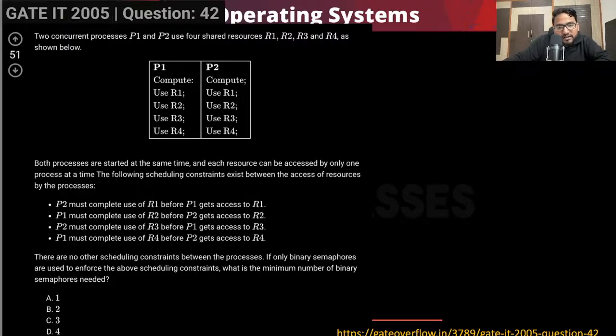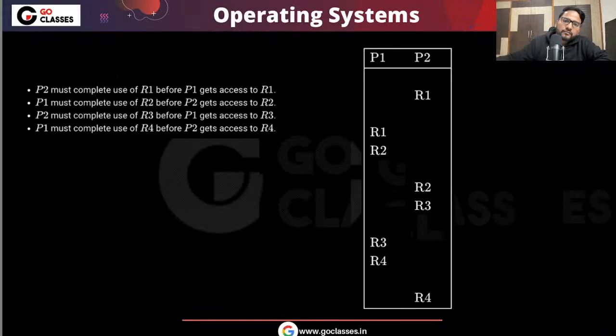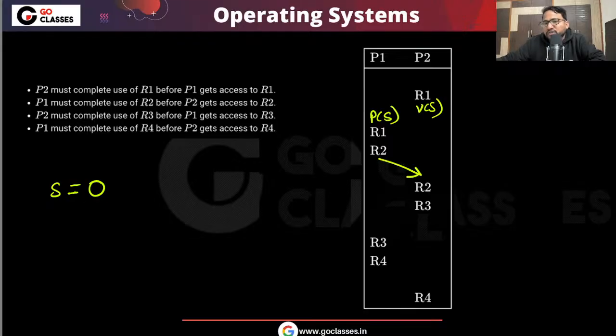See, if you notice, they are saying there is no scheduling constraint if only a binary semaphore is used to enforce the scheduling constraint. The binary semaphore is used to enforce the scheduling constraint. Now you just check here. If you want this kind of order, then here I want to wait, so it must be P of S here and V of S there, and S is initially 0 or 1? It must be 0. So basically it will make sure that this is happening. Let me know if that is okay to everyone or not. That should be okay.